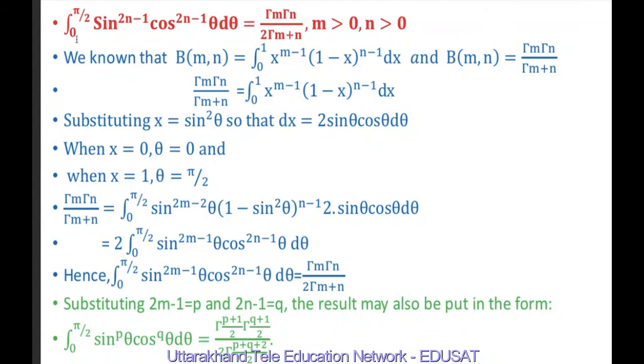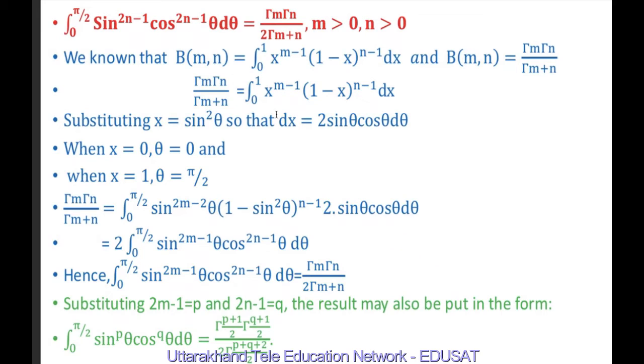Now we will prove that the integral from 0 to pi by 2 of sine raised to power 2m minus 1 theta cos raised to power 2n minus 1 theta d theta is equal to gamma m, gamma n upon 2 gamma m plus n, where m and n are positive numbers. We know the definition of beta function. It is nothing but the integral from 0 to 1 of x raised to power m minus 1, 1 minus x raised to power n minus 1 dx. Also we have proved that beta function is equal to gamma m gamma n upon gamma m plus n. So this is also a beta function. Therefore gamma m, gamma n upon gamma m plus n is equal to the integral from 0 to 1 of x raised to power m minus 1, 1 minus x raised to power n minus 1 dx.